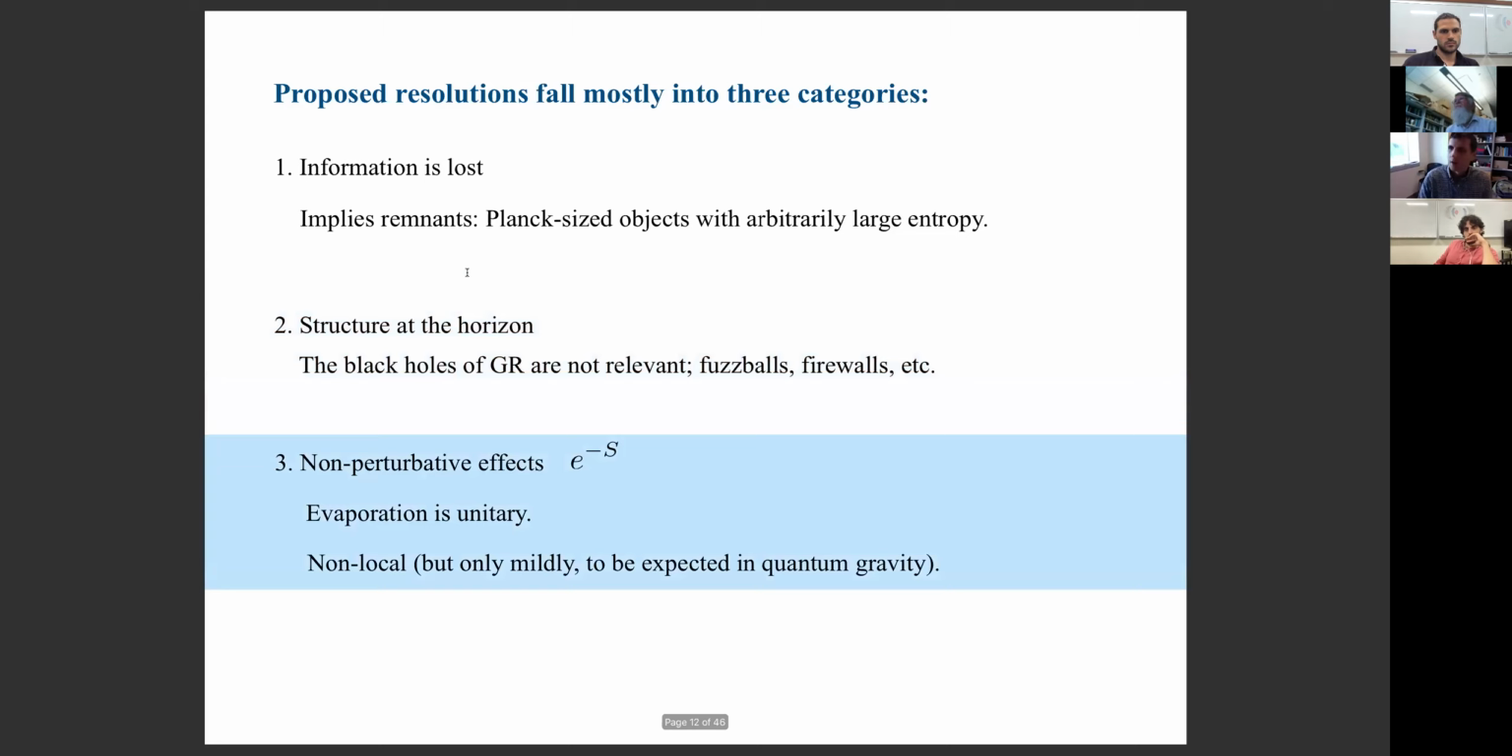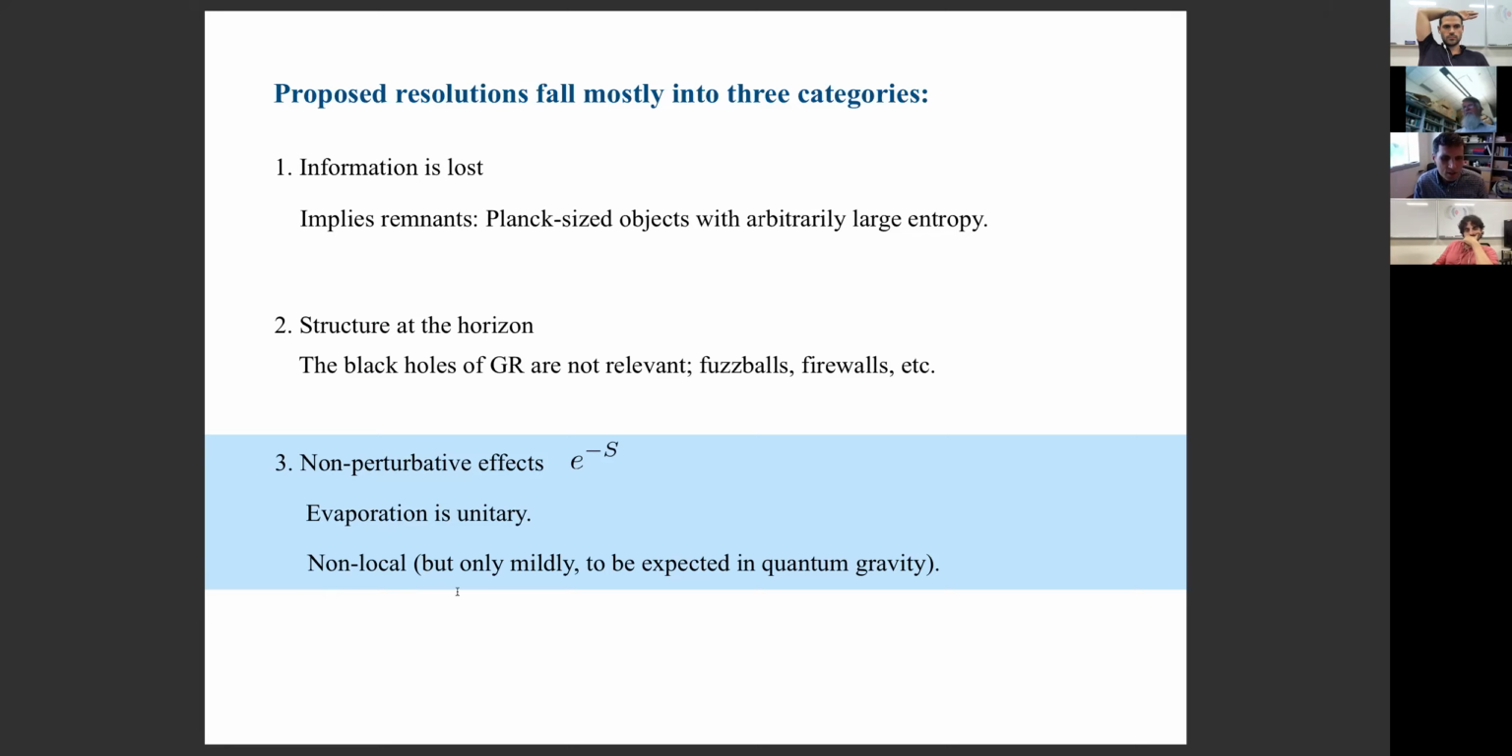And the third one, which is the one that I'll focus on, is that there are non-perturbative effects, effects of order e to the minus S, where S is the entropy of the black hole. In this option, evaporation is unitary. There's a slight non-locality required in order to make it unitary. I think that's guaranteed almost by definition. You know, the inside of the black hole is space-like separated from the radiation where we're trying to get the information out. So some amount of non-locality is required.